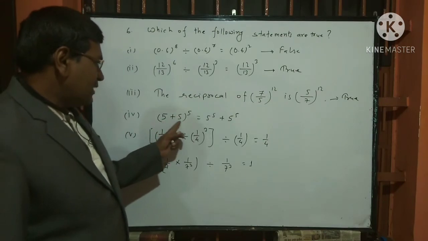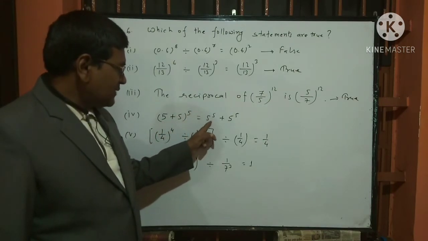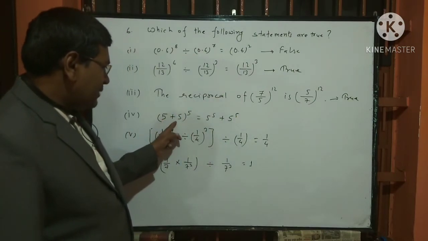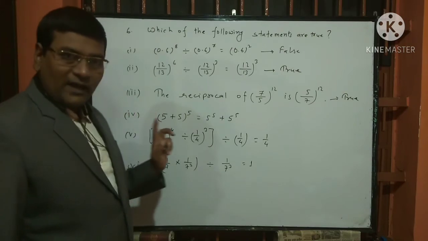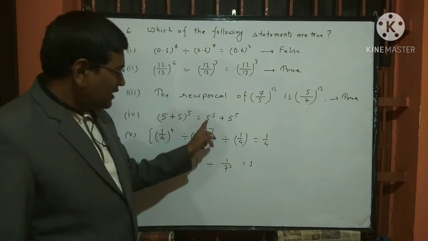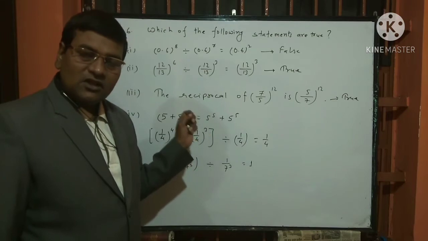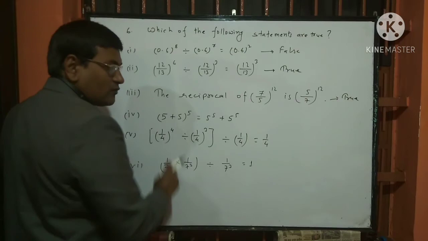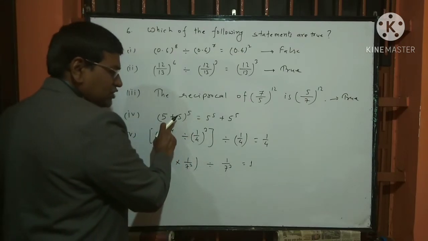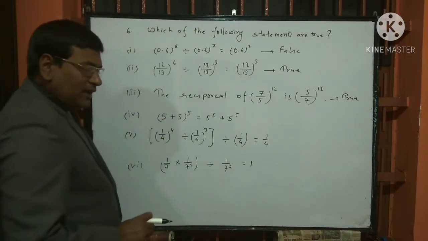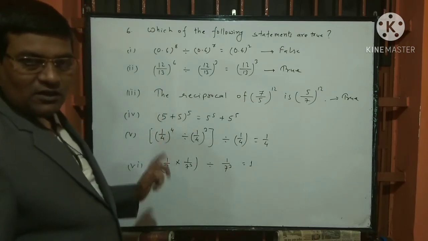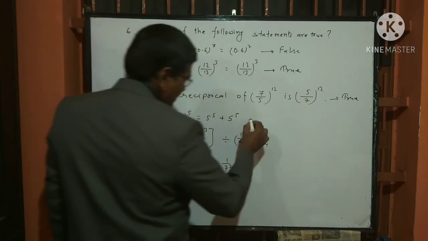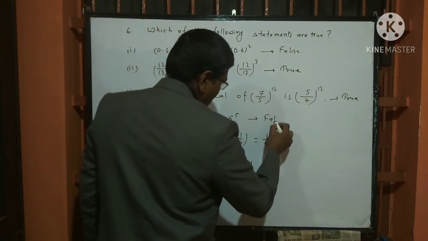Now next one, 5 plus 5 to the power 5 equals 5 to the power 5 plus 5 to the power 5. On the left hand side, 5 plus 5 to the power 5 means 10 to the power 5, and here it is 5 to the power 5. No, this is not correct. There is no exponent formula for addition and subtraction like this. We have formulas for multiplication and division. So this is incorrect. False.